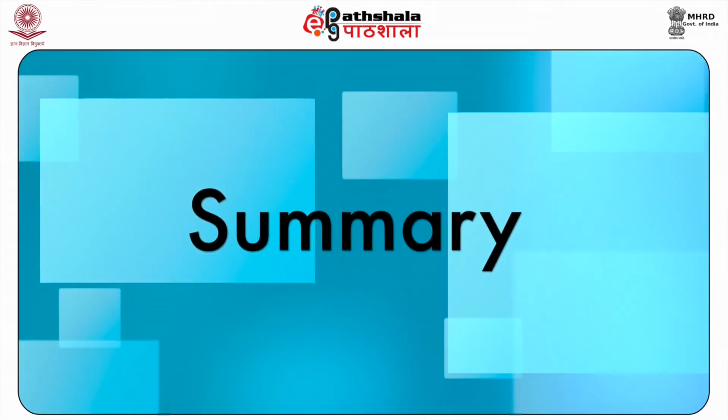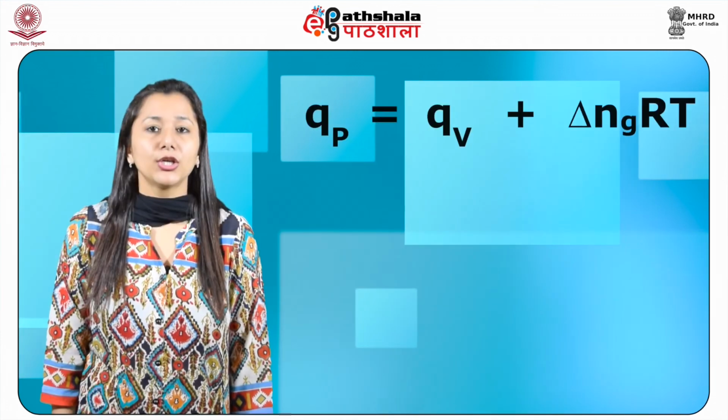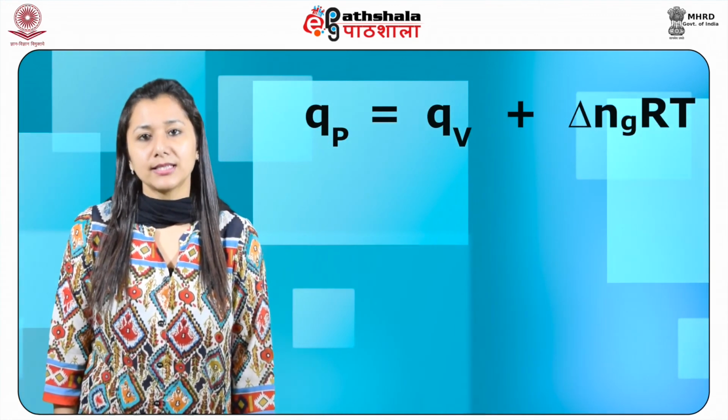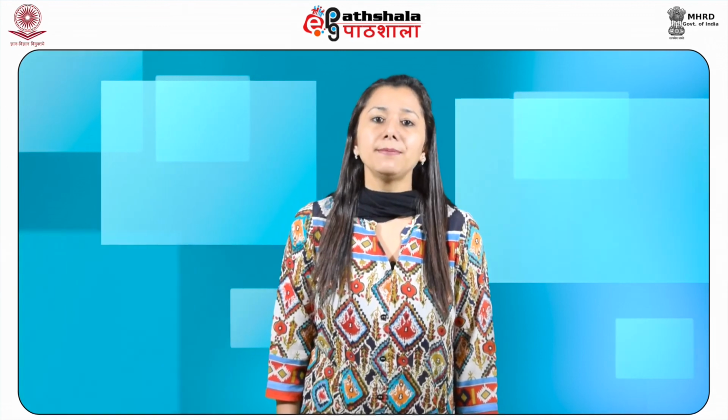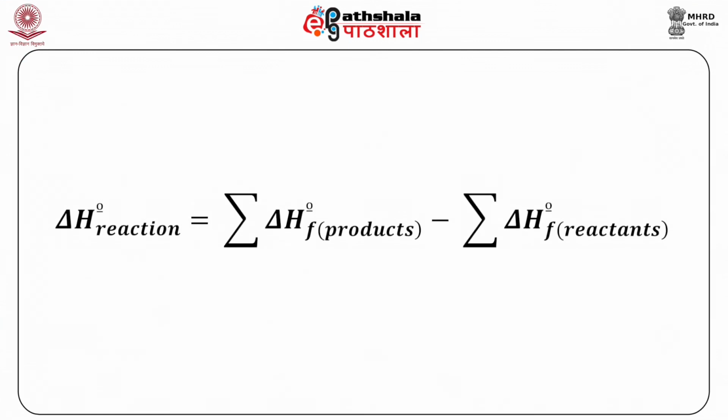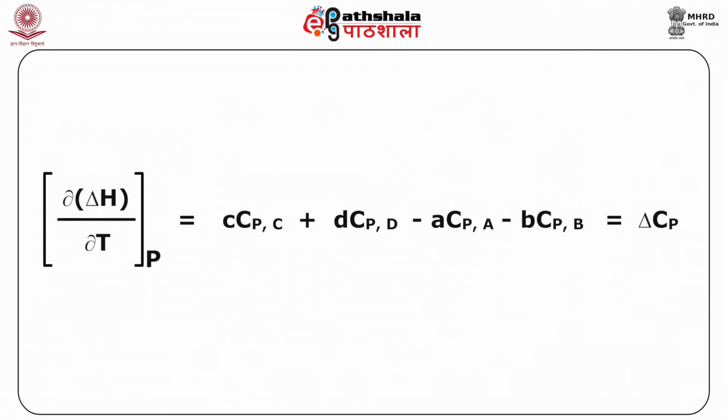Now we shall summarize what we have learned in this module. The branch of chemistry which deals with the energy changes involved in a chemical reaction is called thermochemistry. The relation between enthalpy at constant volume, QV, and enthalpy at constant pressure, QP, is given by QP equals QV plus delta NG RT. Enthalpies of reactions at 25 degrees Celsius can be determined if delta HF0 values of the reactants and products involved in the reactions are known. Kirchhoff's equation is given by the equation.